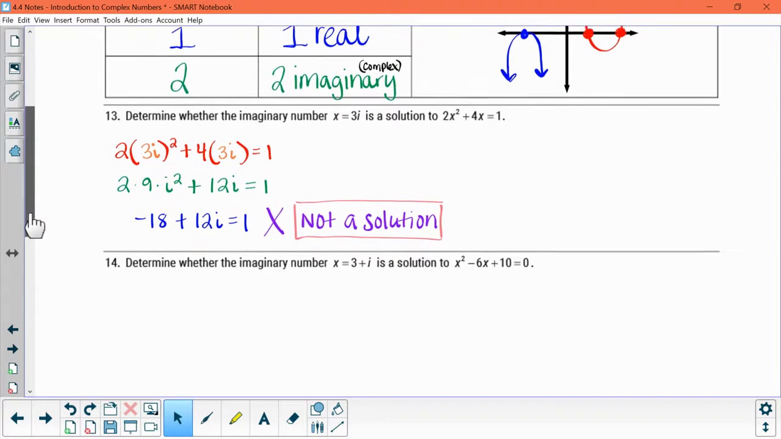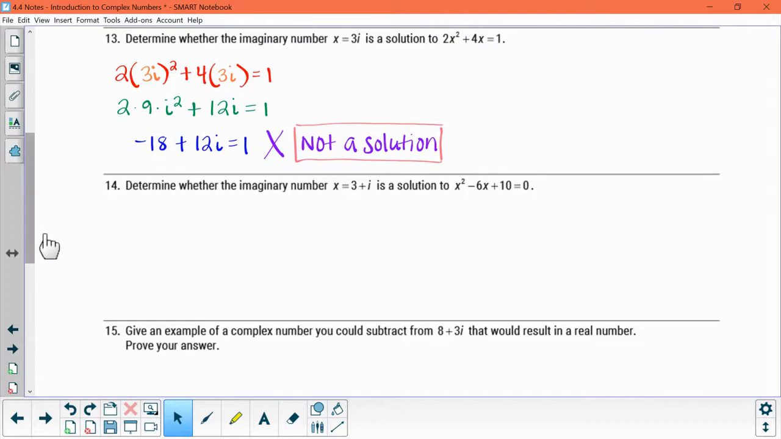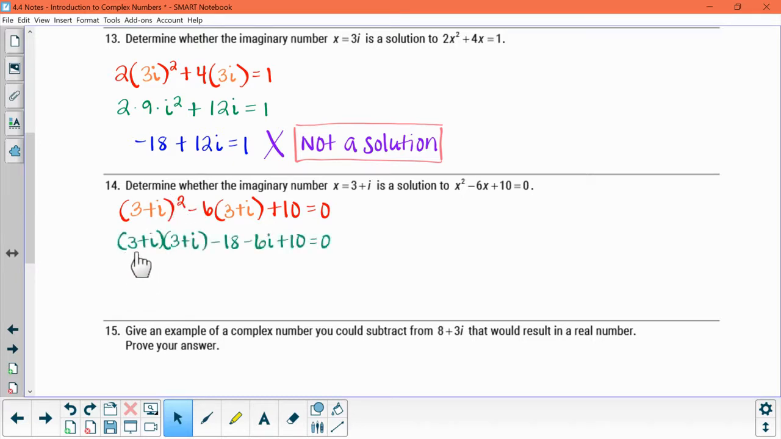We're going to do the same thing for the next one. This time it's a little bit different only because I have to plug in 3 plus i. Now you have to be careful again because when there's addition or subtraction within the parentheses and it's being squared, it's not just going to be distribution, it's going to be double distribution. It's going to be foiling, so be careful here. Negative 6 times 3 is negative 18. Negative 6 times i is negative 6i plus 10 equals 0.